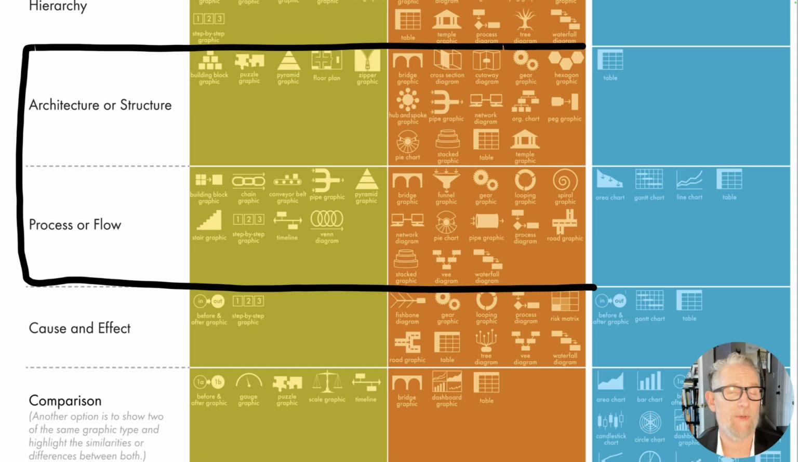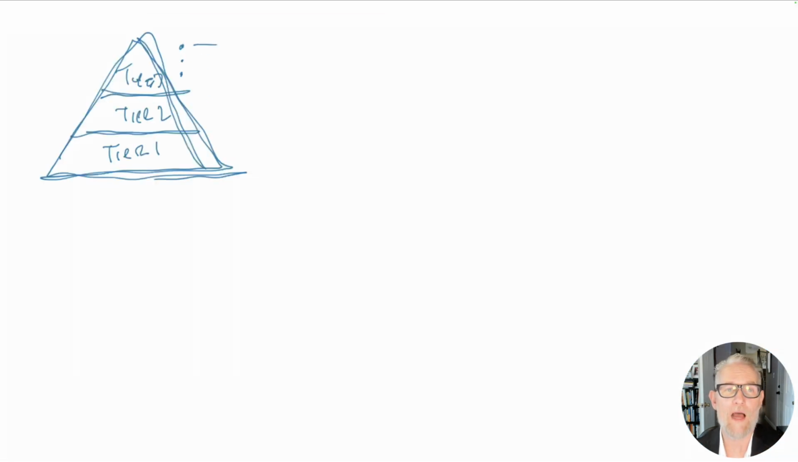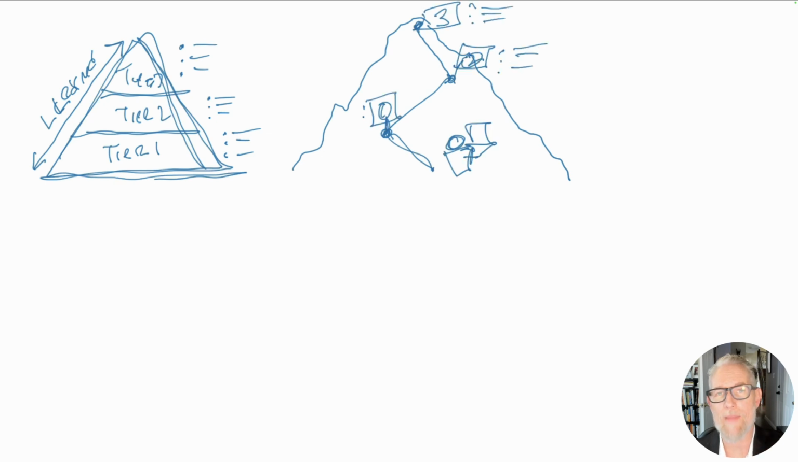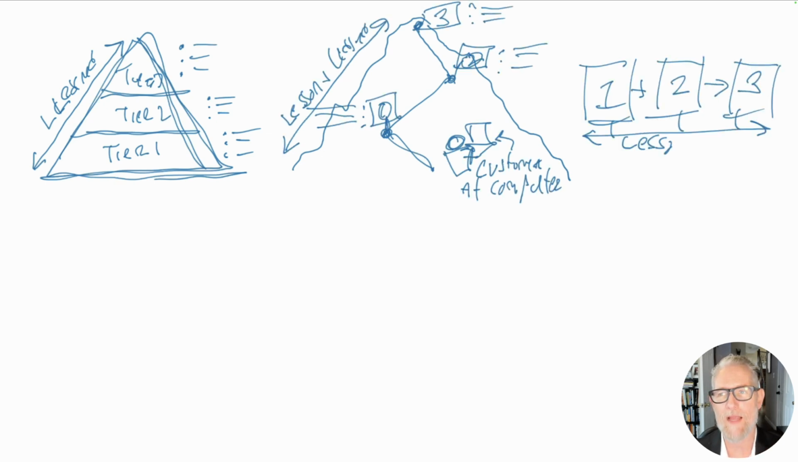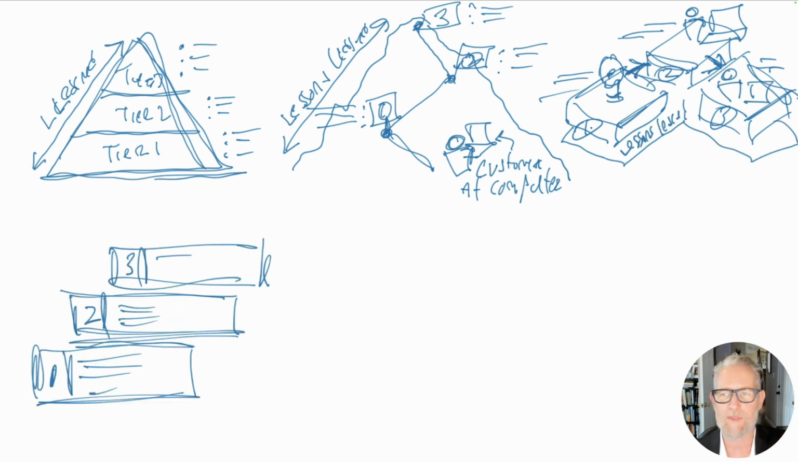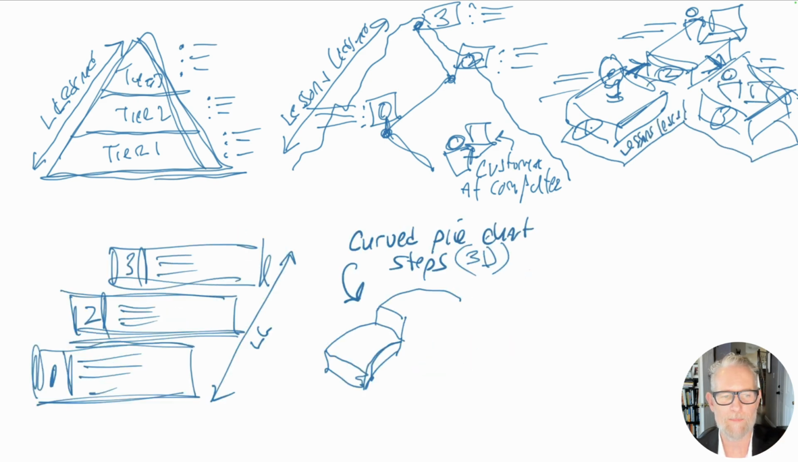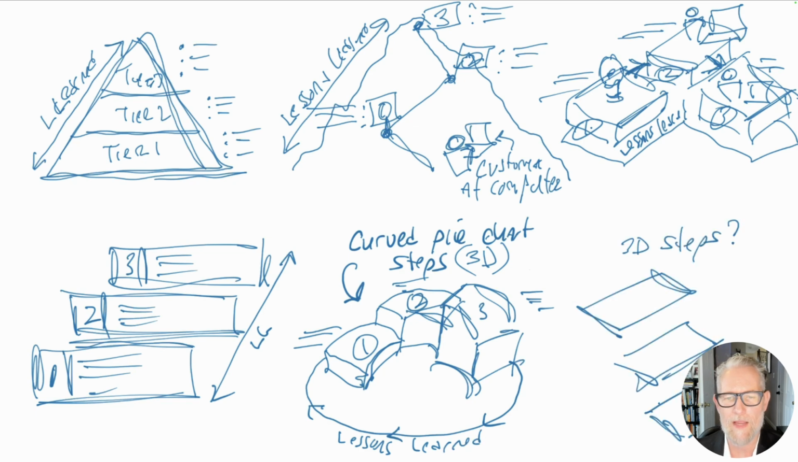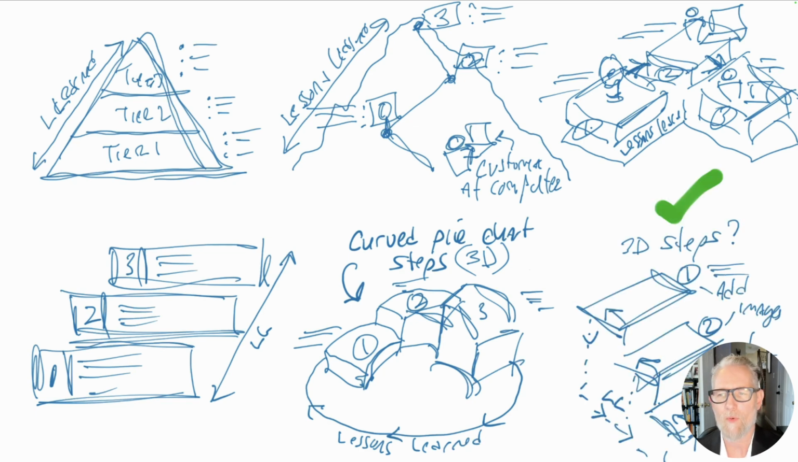So the next thing I'm going to do is start mocking it up. I'm going to say, all right, let's see if this will work, because there are certain nuances that each graphic type communicates that I won't know until I see it in action. So maybe I'll do a pyramid graphic, or a mountain graphic with a journey map, or an isometric graphic showing the steps, or a traditional graphic, or maybe a curved pie chart, or a 3D stepped graphic. You know what? I'm going to go with the 3D look.